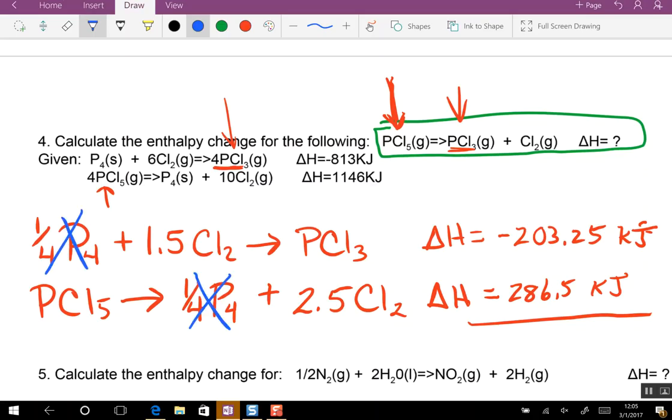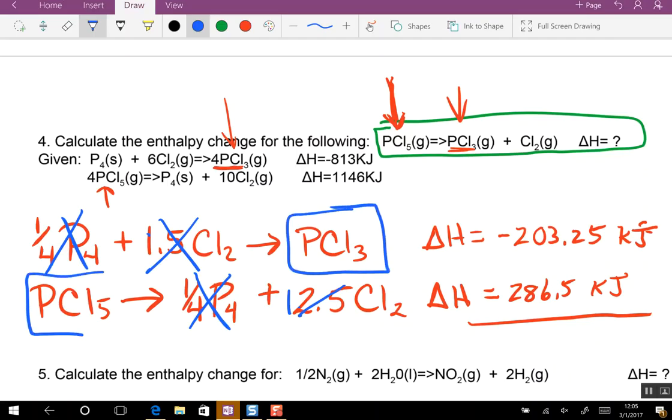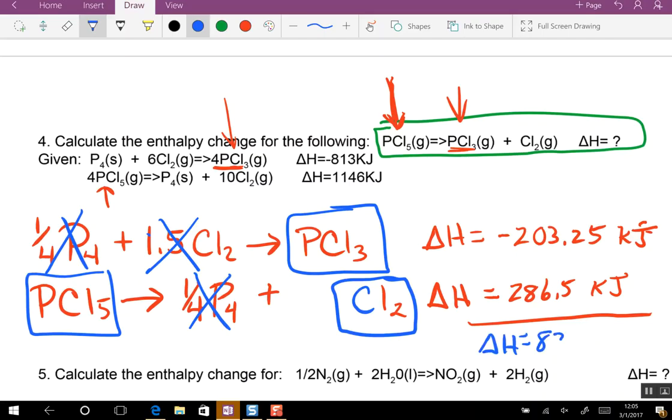Now, we got to get rid of stuff. A quarter of a P4. Can we get rid of them? Okay. Now, I have 1.5 chlorines and 2.5 chlorines. What's that reduced down to? 1. And then I need to keep this. I need to keep this. And I need to keep this. So, what's our answer? Delta H equals 83.25 kilojoules.